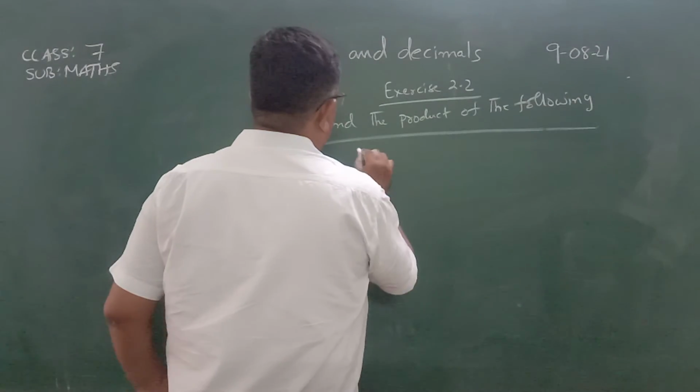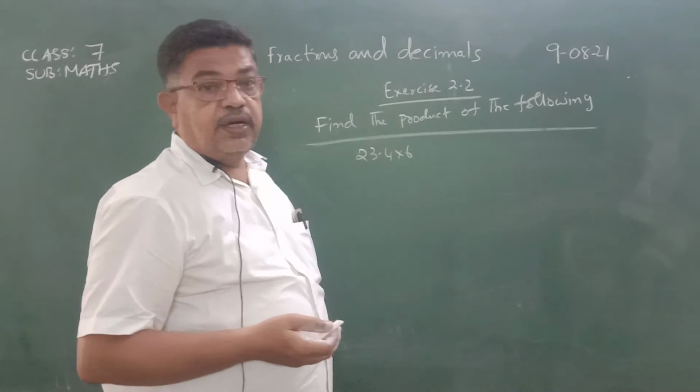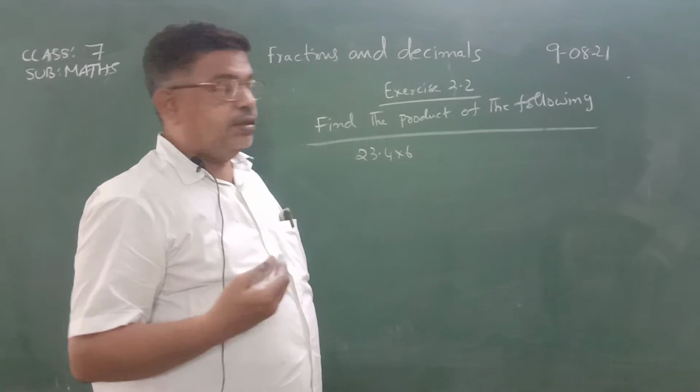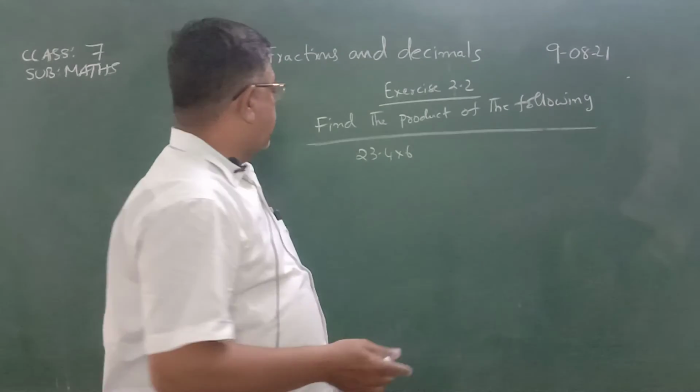First one, 23.4 into 6. You know, many examples we have done, so it is easy for you, but in the exercise I will explain some problems, and the others will be given as homework. You can try them.